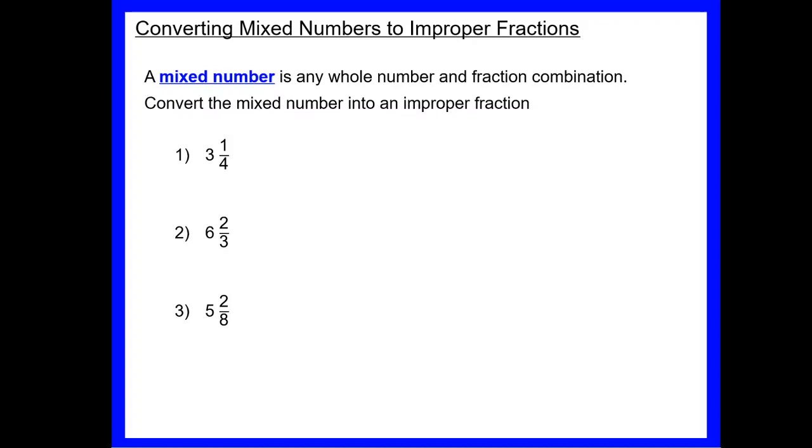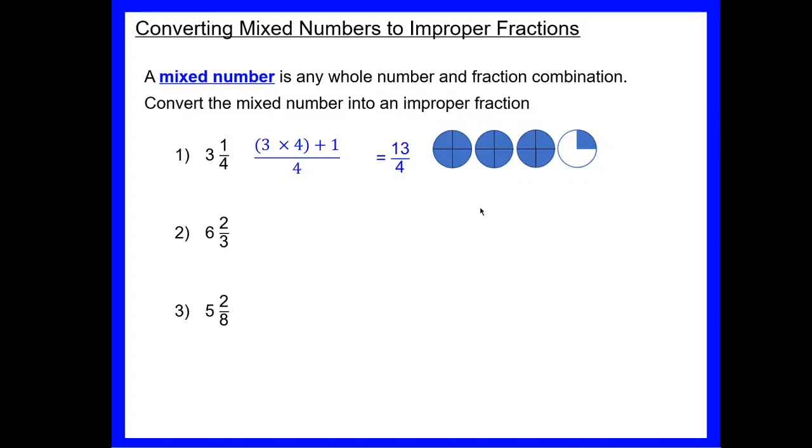So first we've got 3 1/4. Okay, so here we have 3 whole circles and 1/4 of a circle. Now if I look at my diagram, this one has 4 quarters, 4 quarters, 4 quarters and 1. So that's 4, 8, 12, 13 quarters. Okay, so there we are, 13 out of 4 or 13 quarters, however you prefer to say it.